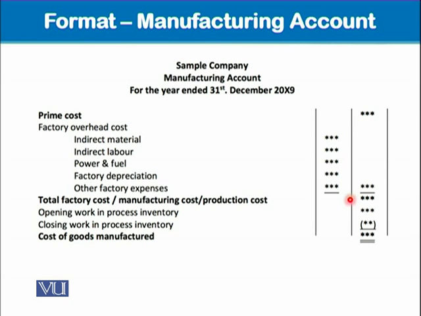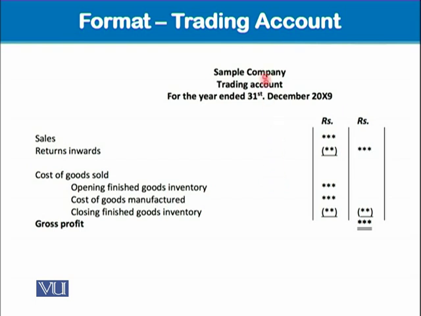We will adjust this total factory cost, which is in the workshop physically. Just visualize a workshop where we have put all these costs. In that workshop, there is opening work in process inventory at the beginning of the year. Add this to it, and then subtract closing work in process inventory. You will get cost of goods manufactured. This cost of goods manufactured is in fact the outcome of the manufacturing account. Here the manufacturing account ends.